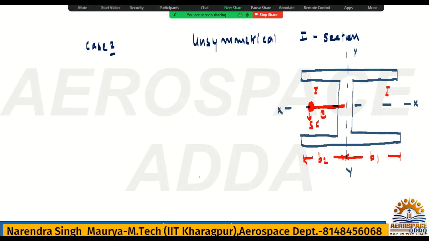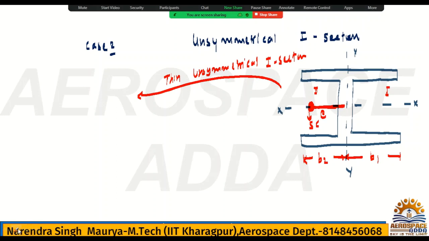Now what will be the formula for this? That is the important part. If you convert this into a thin section, only a single line needs to be drawn: thin unsymmetrical I section. That is the thin approximation. I had taught you what a thin approximation is. With the help of this approximation, we can redraw this. So if you redraw it, the thin approximation will be like this.